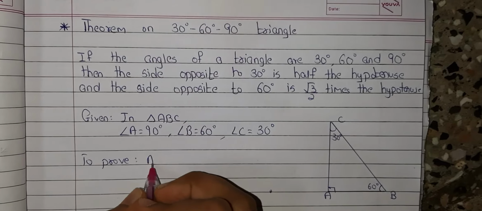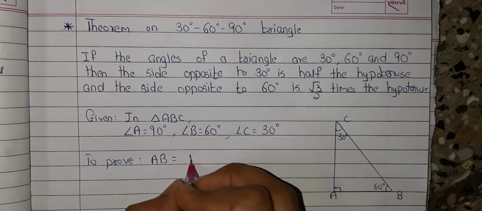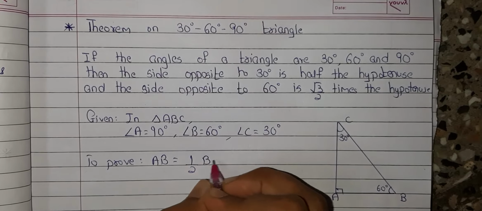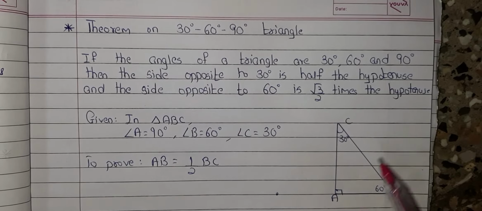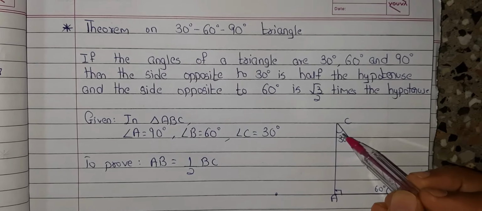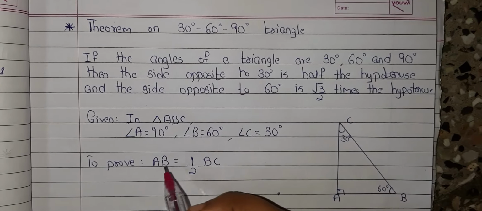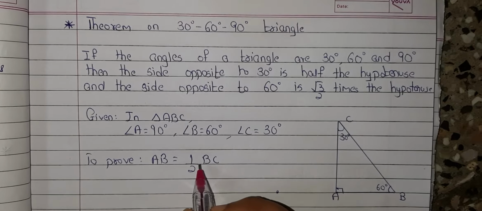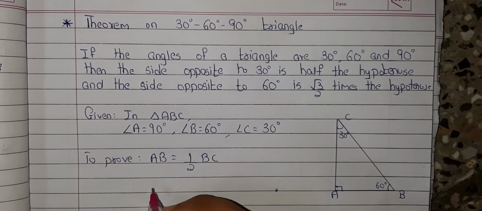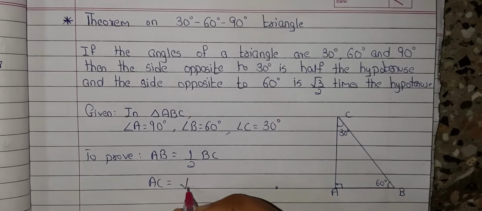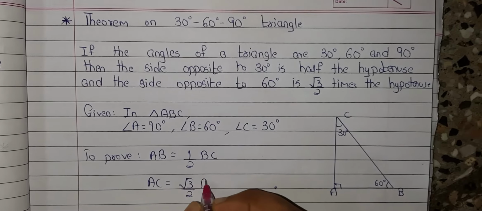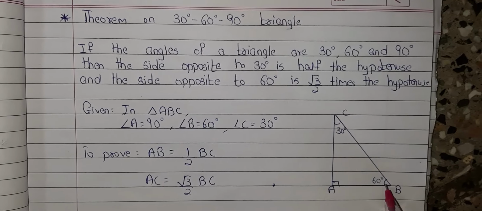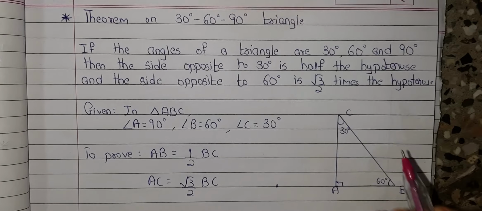my AB is equal to half the hypotenuse, that is half the hypotenuse BC, that is AB is the side opposite to angle 30 degree. So AB is half the hypotenuse and my side AC is equal to root 3 by 2 times BC, which is the side opposite to 60 degree, that is AC.